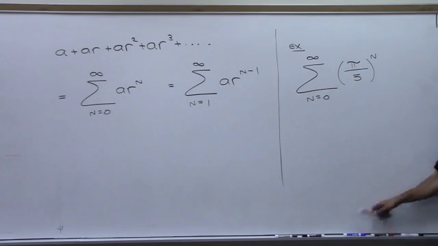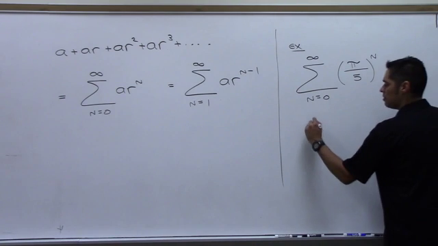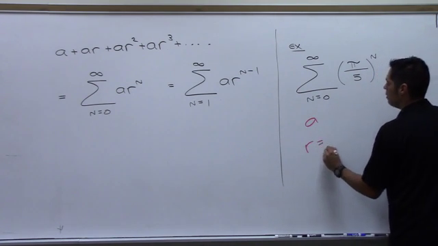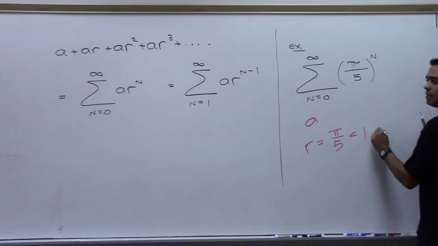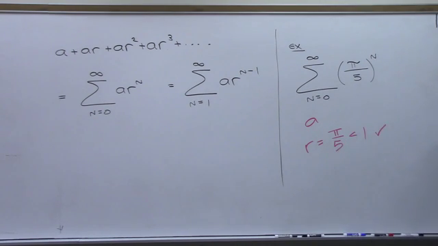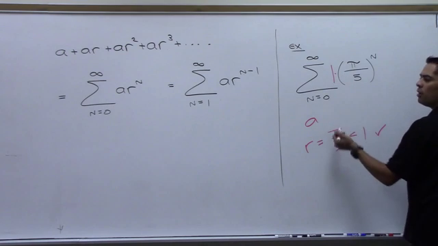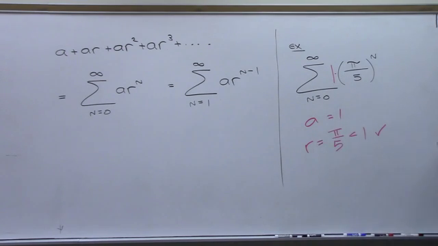You know what A is. Well, maybe you don't know what A is. Do you know what R is? Yes, Pi over 5, which is less than 1, right? Check. What's A? 1, because there's a 1 in front of all these, so A is 1. So it converges? What would that converge to? A over 1 minus pi over 5. And then you could clean that up or just leave it.